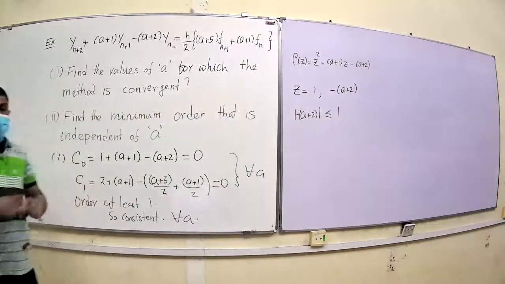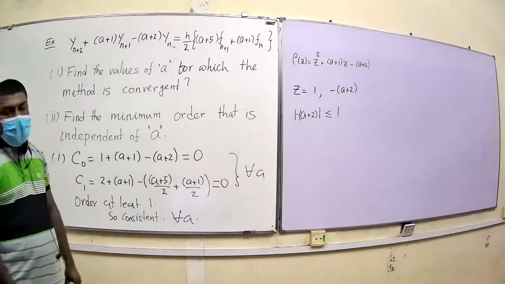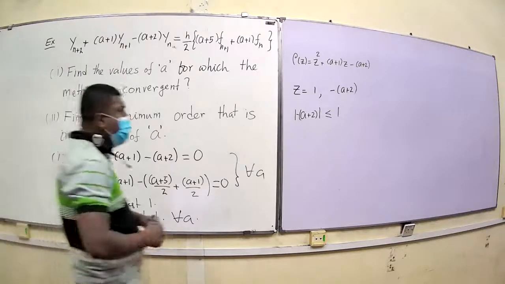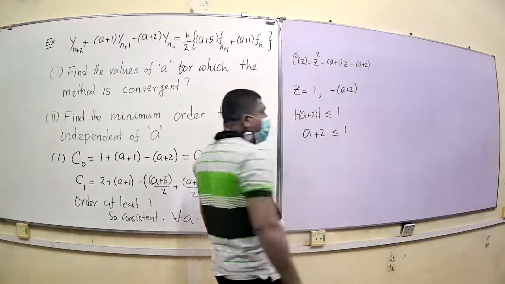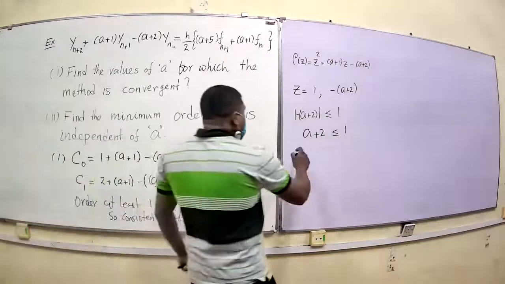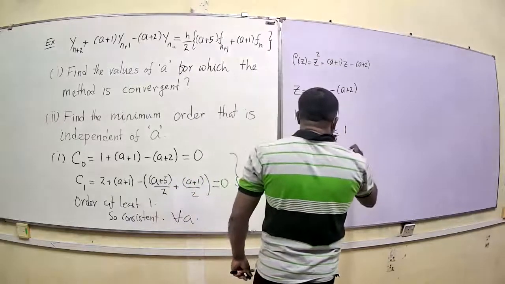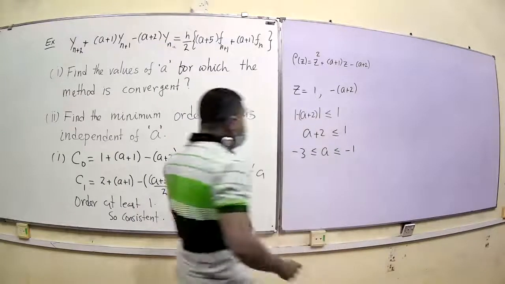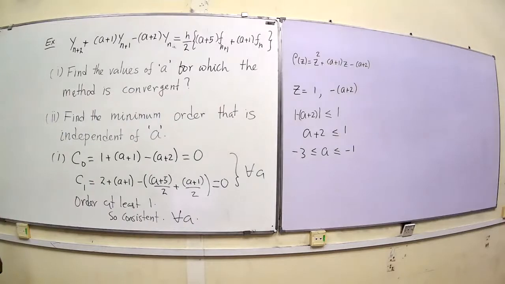First condition, all the roots must have absolute value less than or equal to 1. So this one is less than or equal to 1. That means the absolute value of a plus 2 is less than or equal to 1. So this gives minus 3 less than or equal to a less than or equal to minus 1. So a is between minus 3 and minus 1.